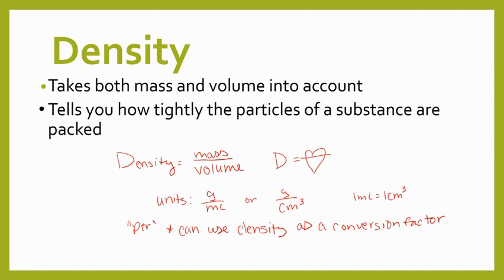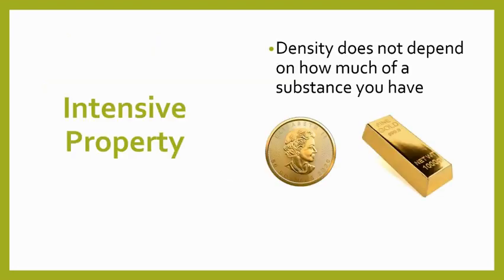Density is going to tell us how tightly packed our particles are. What mass do we have per unit of volume? How many particles do we have per milliliter or per centimeter cubed? Density is going to be an intensive property. That means it does not depend on how much of a substance you have. Whether we have a gold coin or a big gold bar, either way, our density of each is going to be 19.3 grams per centimeter cubed. It doesn't matter how much you have, the density is always going to be the same.